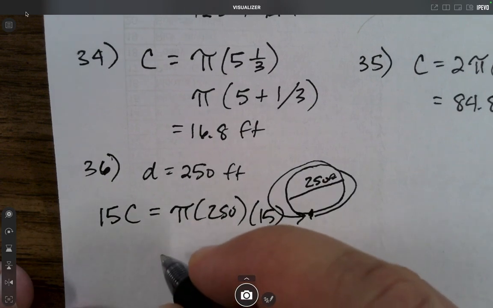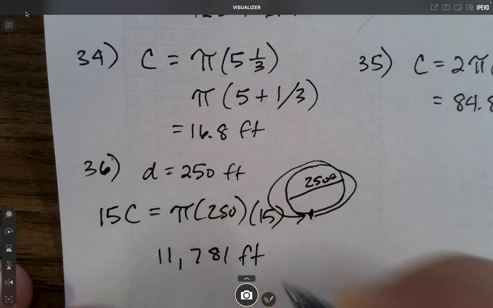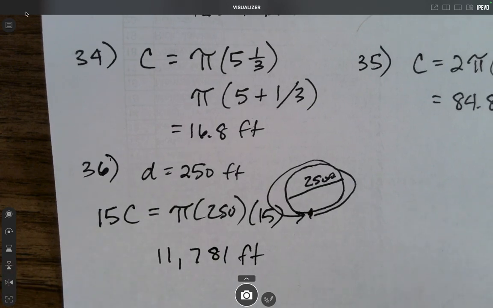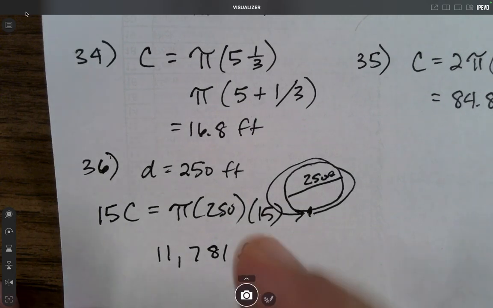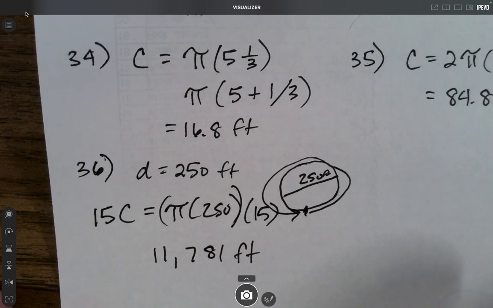So it turns out they would travel a total of 11,781 feet if they were to ride the Ferris wheel all the way around 15 times. So again, this gives you the circumference, one ride around, one rotation, then you multiply by 15 to find out how much 15 would be.